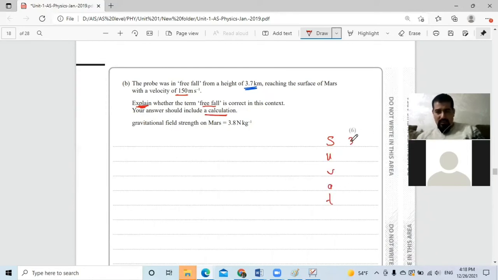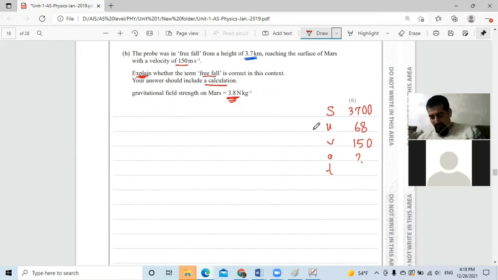What is the distance here? 3,700. What's the initial speed? 68. What's the final speed? 150. How much is the acceleration? We need to find it out and compare it with the gravity acceleration of the free fall, to see if it's the same value or not. If it's not the same value, that means the term free fall is not correct. So which formula are we going to use to find the acceleration?